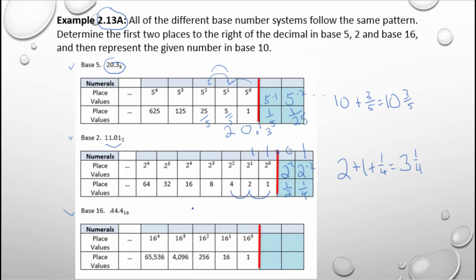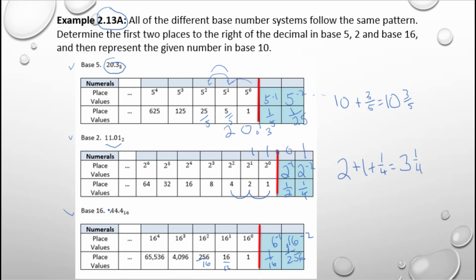And finally, for our base 16 system, going from left to right, 16 times smaller than 256. 256 divided by 16 is 16. 16 divided by 16 is 1. 1 divided by 16 is 1/16. And 1 divided by 16 times 16 is 1 over 256. So this is going to be 16 to the -1, and this is 16 to the -2. And hopefully you see all the patterns here now.